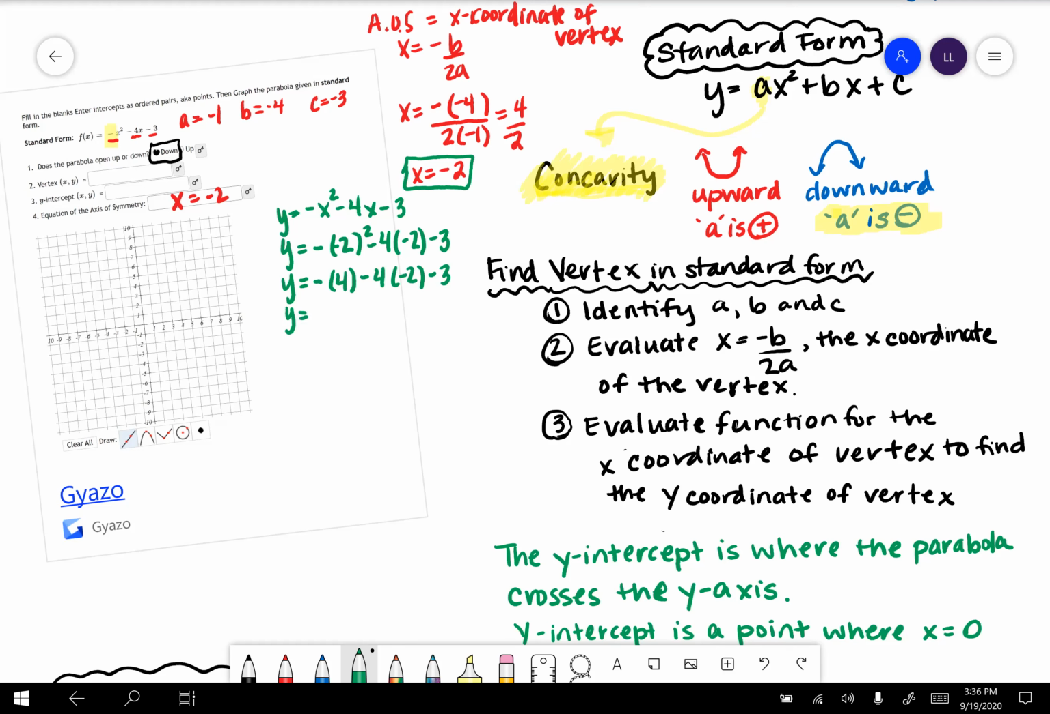y is equal to negative 1 times 4, which gives me a negative 4. Negative 4 times negative 2 gives me a positive 8 minus 3. Now we're going to work from left to right to finish it using PEMDAS. So negative 4 plus 8 is a positive 4 minus 3. 4 minus 3 is a positive 1. So my vertex is (negative 2, positive 1).